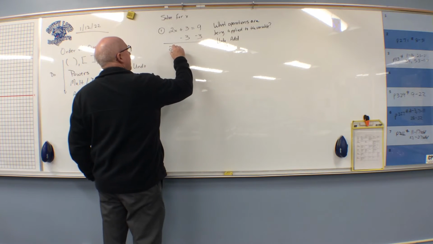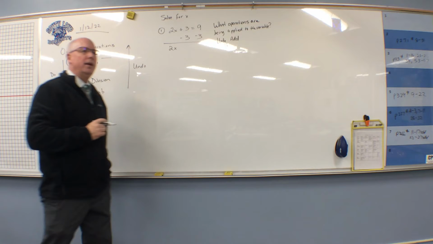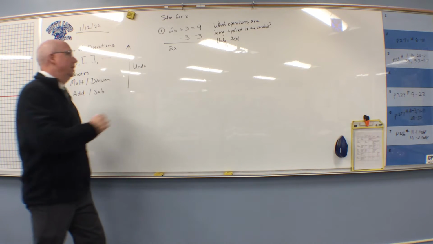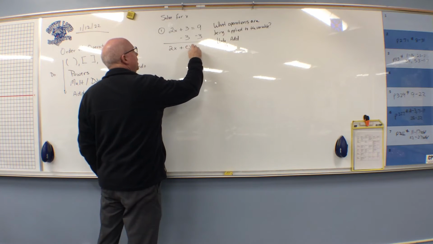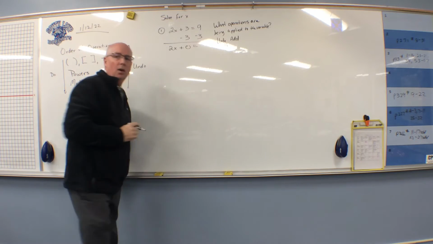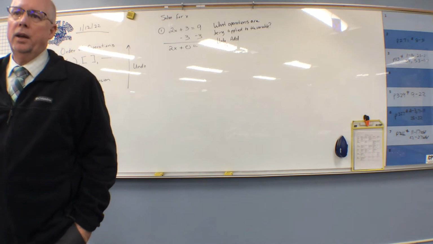So we have 2x. What is 3 minus 3, Mr. Lords? 0. So I have 2x plus 0 equals, don't forget the equal sign. What's 9 minus 3, Noah? 6.